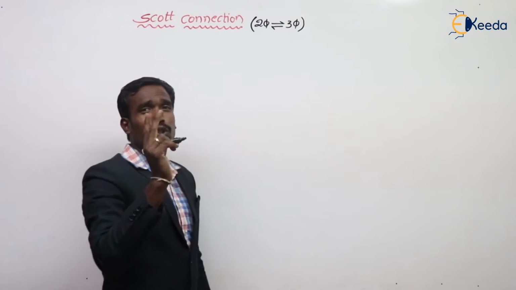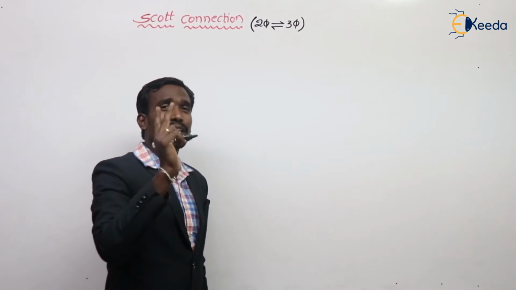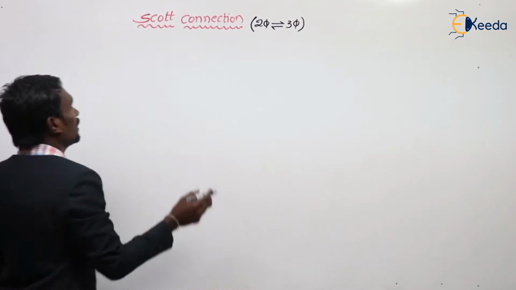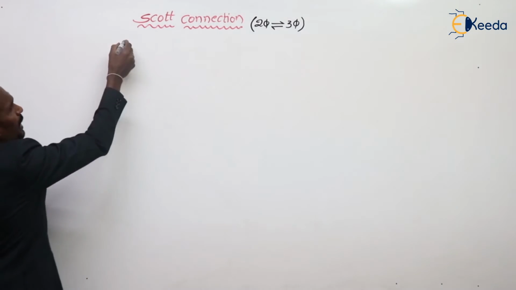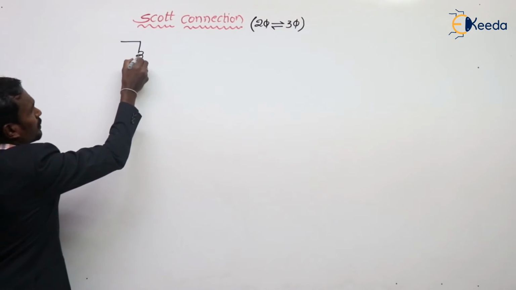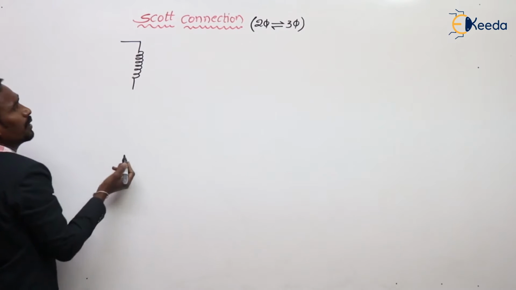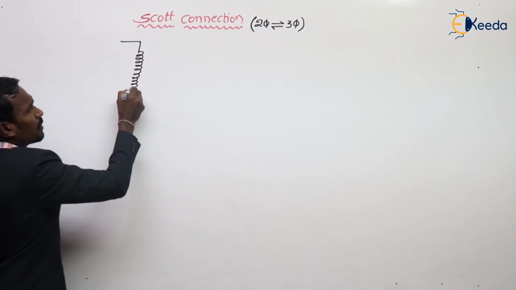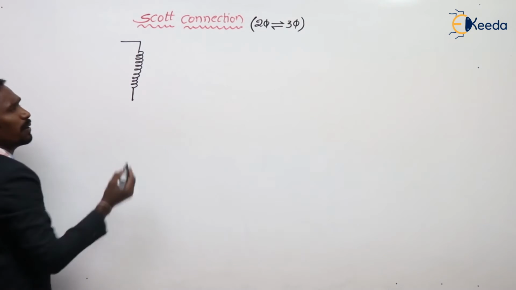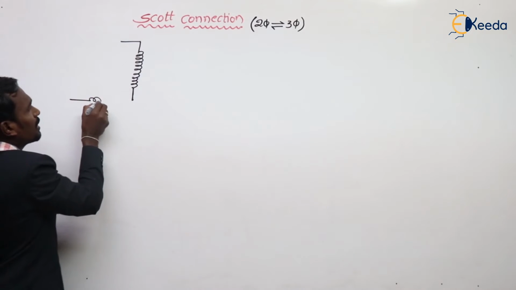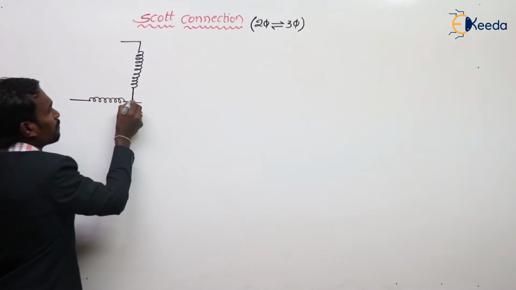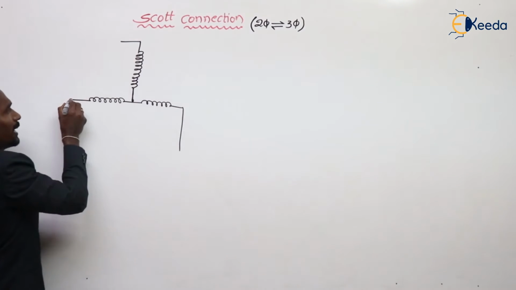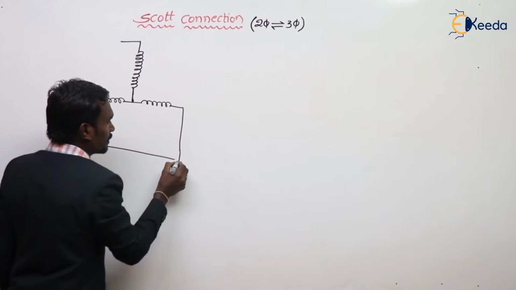Here we require two single-phase transformers. Let's see how they are arranged. For example, this is the first transformer's primary, and this first transformer's primary cuts the second transformer's primary at exactly 1:1, that is, 50:50 percentage.